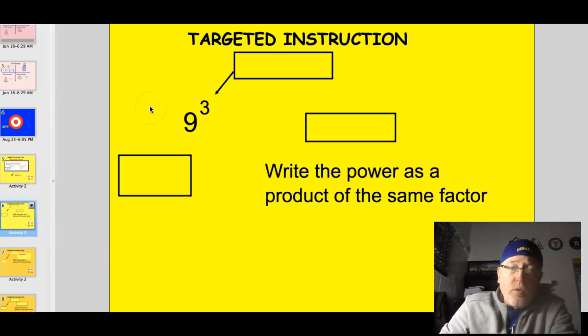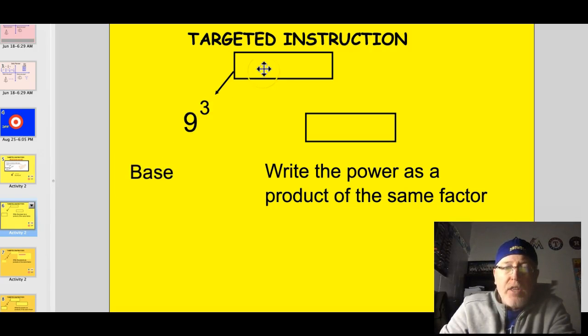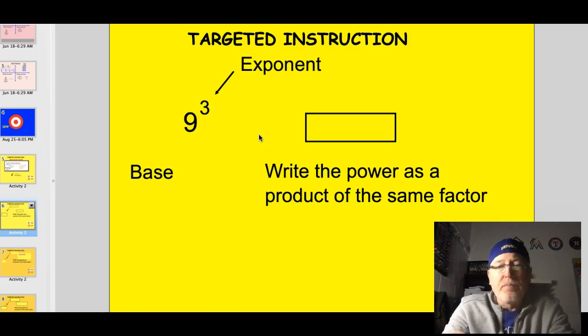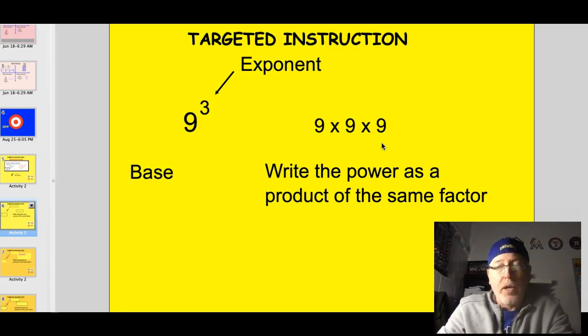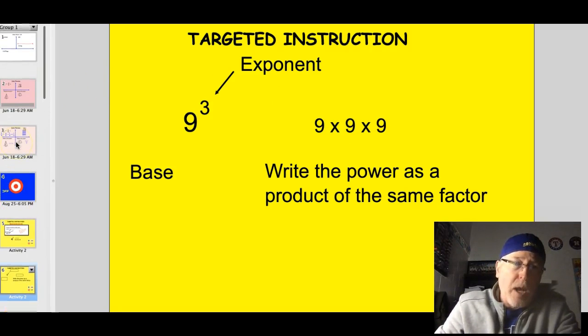All right. Little quick review. What's this number right down here called? Very good. And this is the? Very good. All right, 9 to the 3rd. How would you write that out? Well, you would simply write 9 times 9 times 9. The base is 9. We write it 3 times, put multiplication signs in. Okay? All right, now we're going to get to what I call the pause problem.